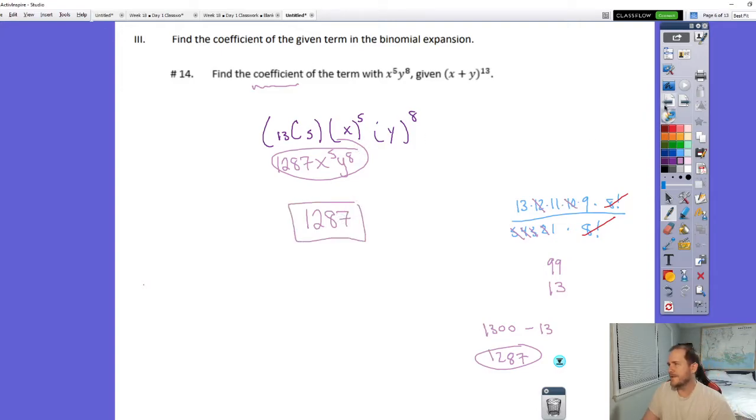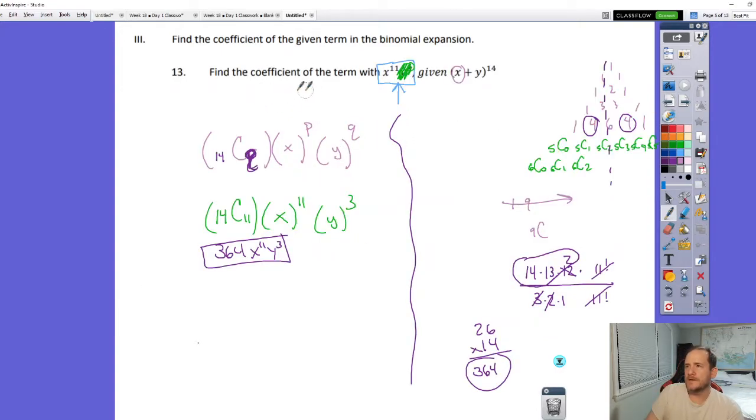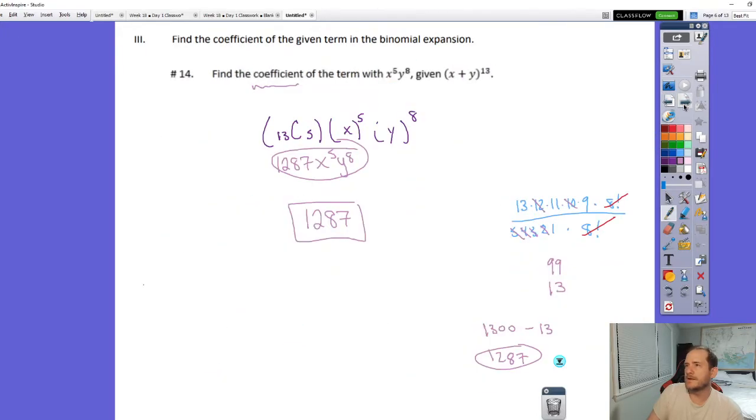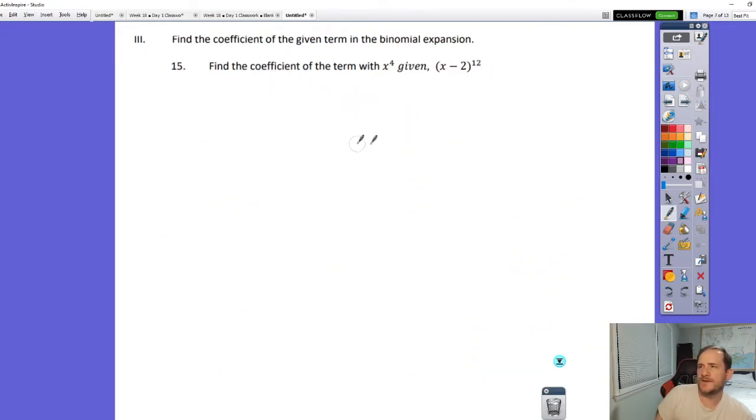Did I screw that up in the last one? Yeah, this one also. It only says find the coefficient. So don't give me the whole term, just give me the 364. Anything else? No. Alright. So next, it says find the coefficient.